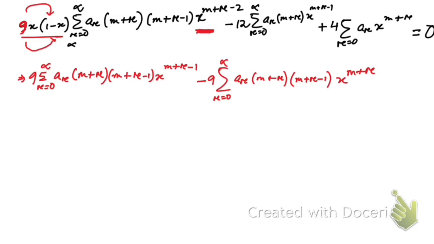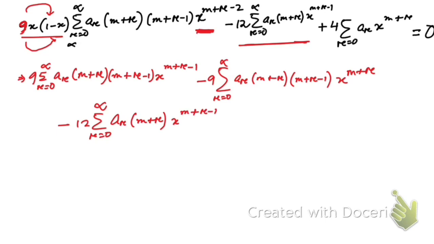So then similarly, next term is this, so minus 12 summation r equals 0 to infinity a_r (m + r) x to the power m + r - 1, plus 4 summation a_r x to the power m + r equals 0. That's what we're going to have, right? So hope you have understood this.